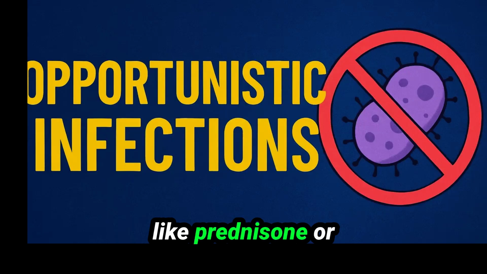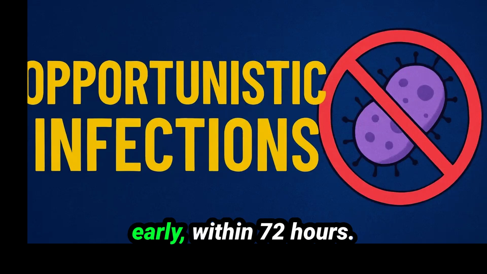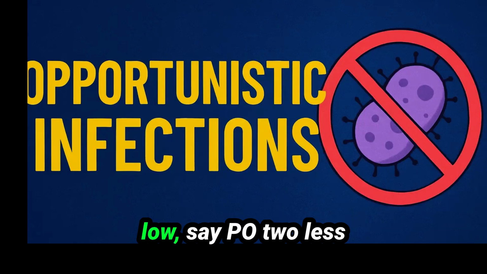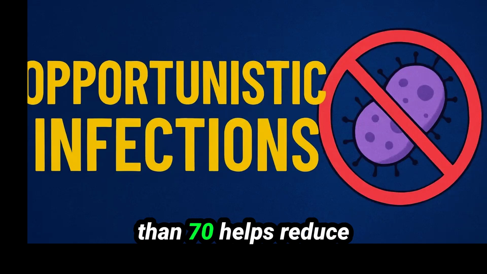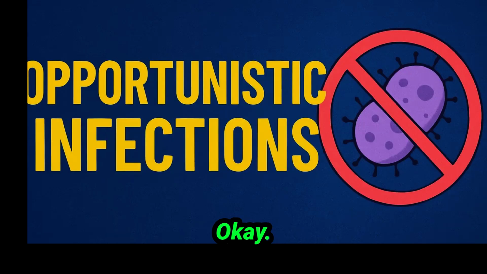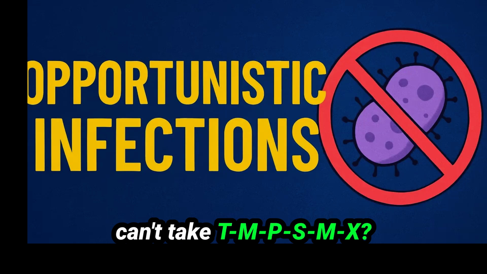Corticosteroids, like prednisone or methylprednisolone, are started early, within 72 hours, if their oxygen level is low, say PaO2 less than 70. It helps reduce inflammation in the lungs. Okay, what if someone genuinely can't take TMP-SMX?